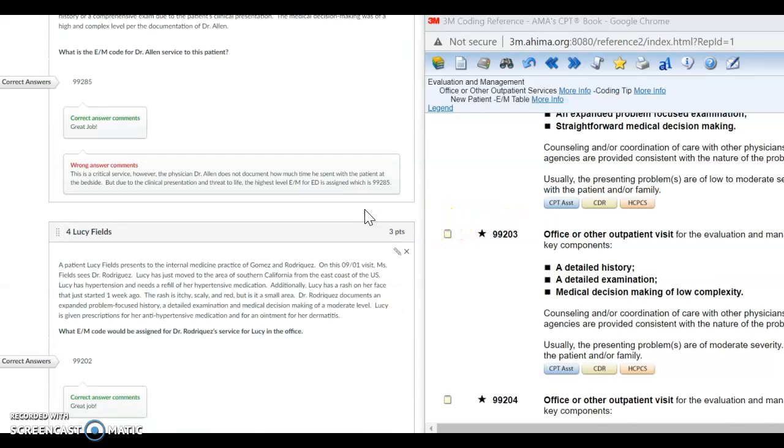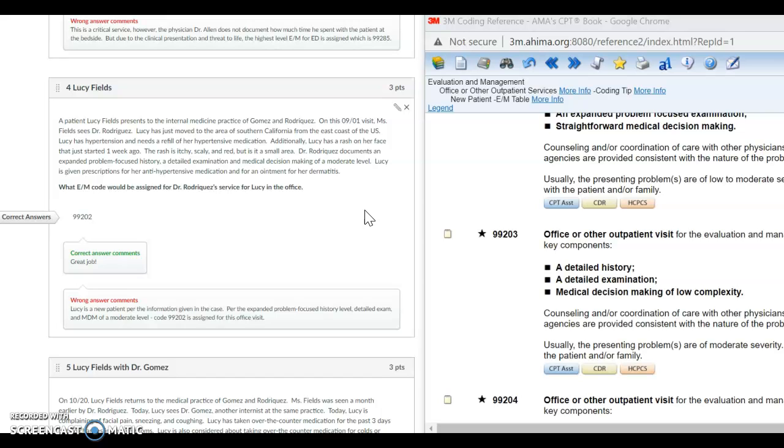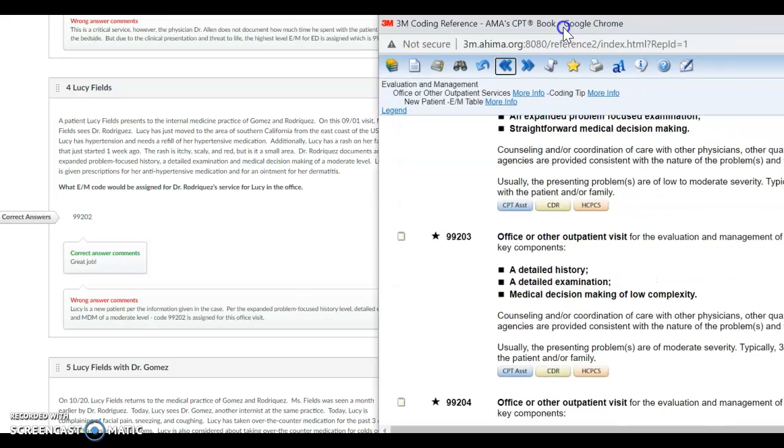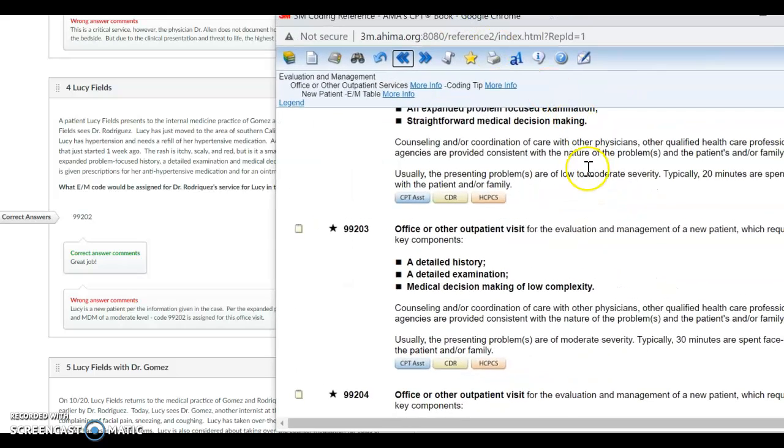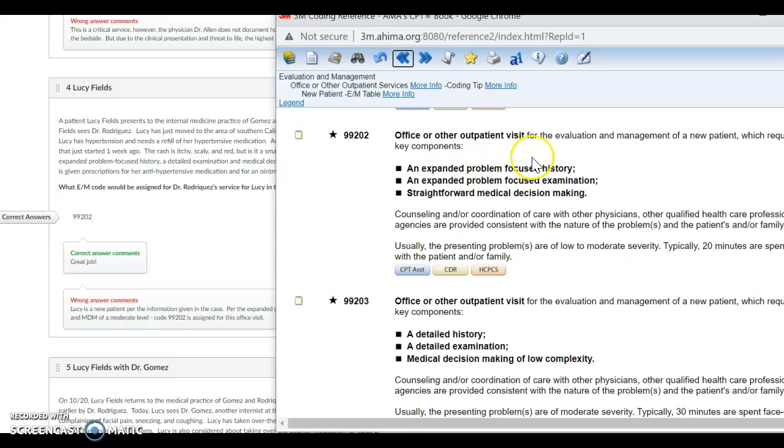Okay, let's go to our next one, which is Lucy Fields. She is a patient who presents to internal med. Keep in mind here that Lucy just moved to the area of Southern California, so this means she is a new patient. So we have a rash. Let's get right to it. Dr. Rodriguez documents an expanded problem focused history. Let's just pull over our book. So expanded problem focused history is a 99202.